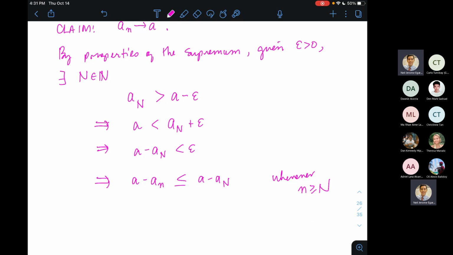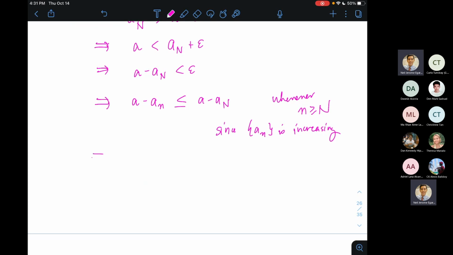And the reason is since the sequence A N is increasing. Okay? So that means A minus A little n is smaller than epsilon, because this is less than or equal to A minus A capital N, but that one is strictly smaller than epsilon. So it follows that this is strictly smaller than epsilon, right? That's how we got here. And this is true whenever n is greater than or equal to capital N. Okay. And then, what can I say about this? I can also say that A minus A N is positive. Actually, it's not negative.